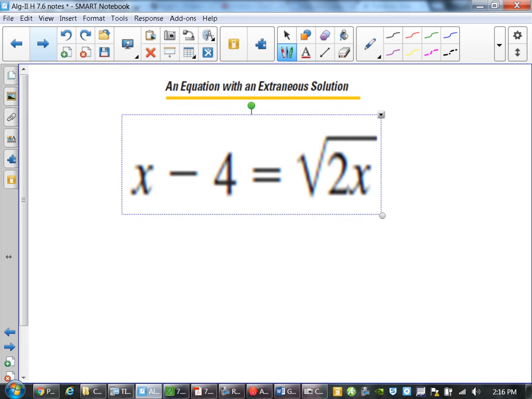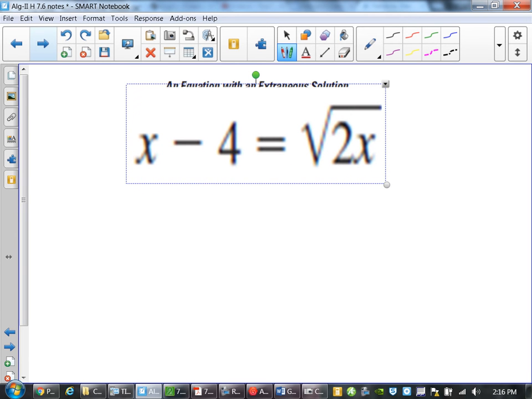I've been saying that every once in a while you could come across an extraneous solution, so I might as well give you an example that will tell you that you have an extraneous solution. So that way you can see what exactly happens. You get the answer, that's not an answer. So if x minus 4 equals the square root of 2x, what do you do first?